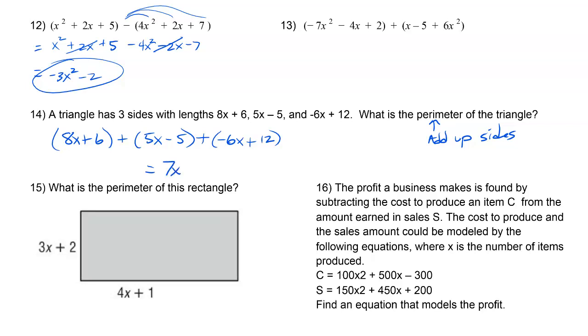And I can color code this if that would help. And then I would add the normal numbers. 6 minus 5 would be 1, plus 12 would be 13. Let's go with green, sure. So this would be the final answer for the perimeter. We don't know what x stands for, but we do know that perimeter means to add the sides.